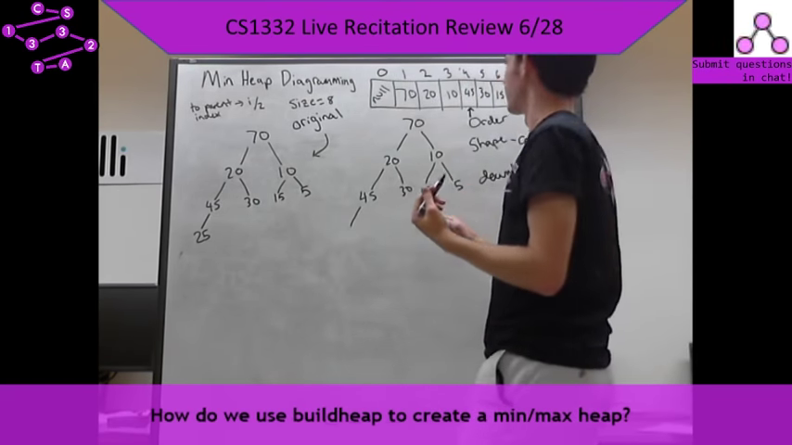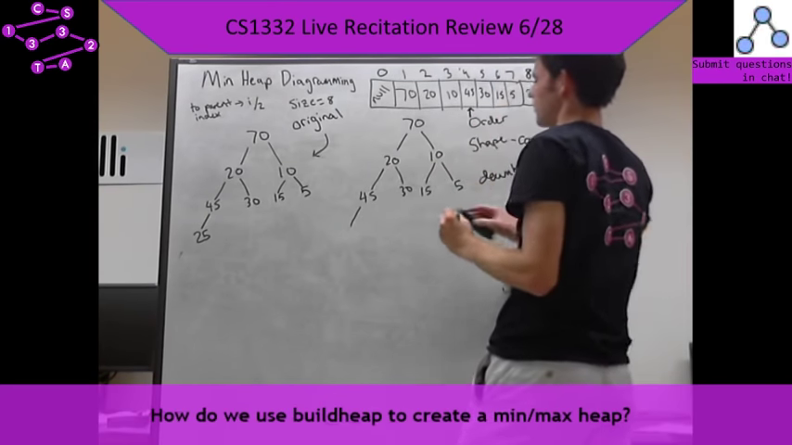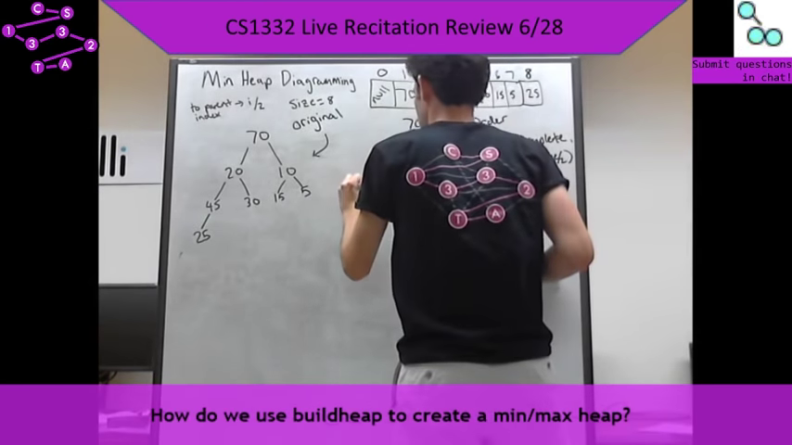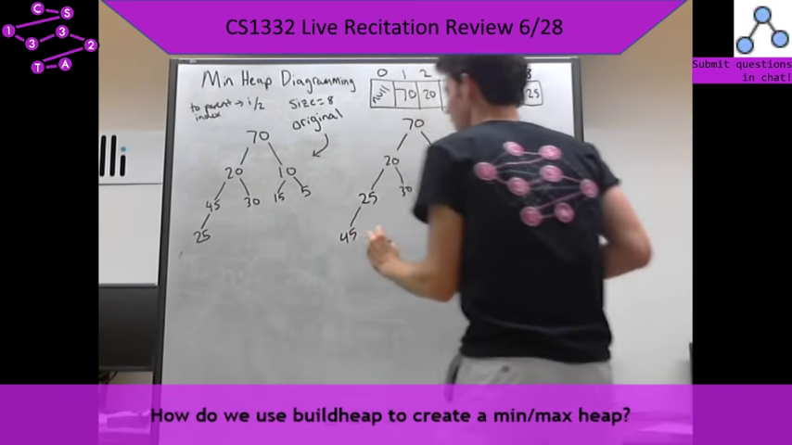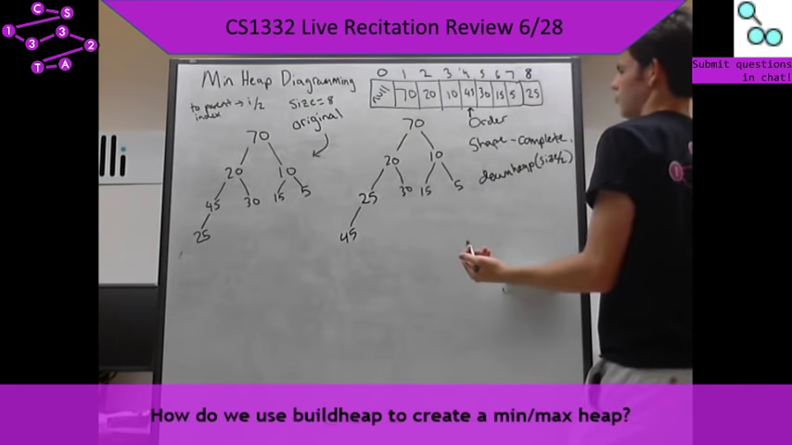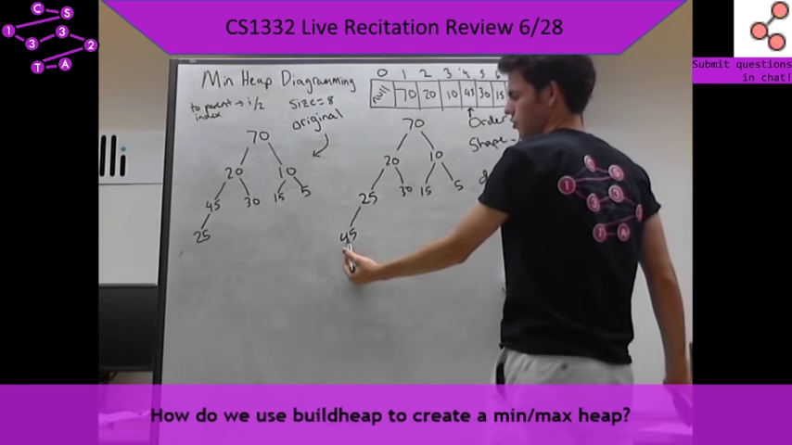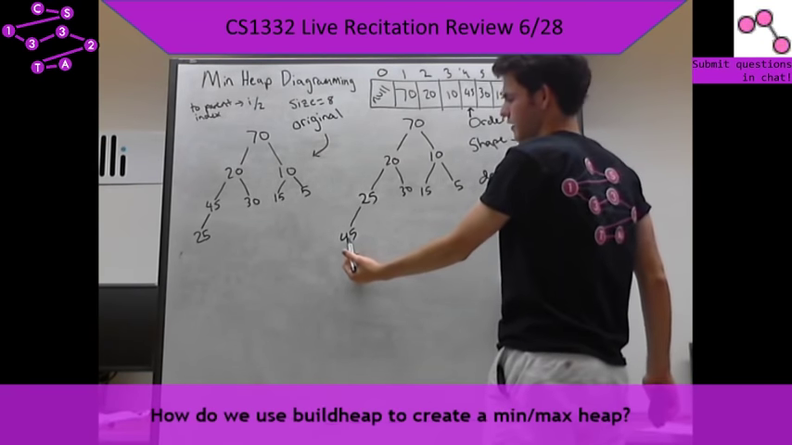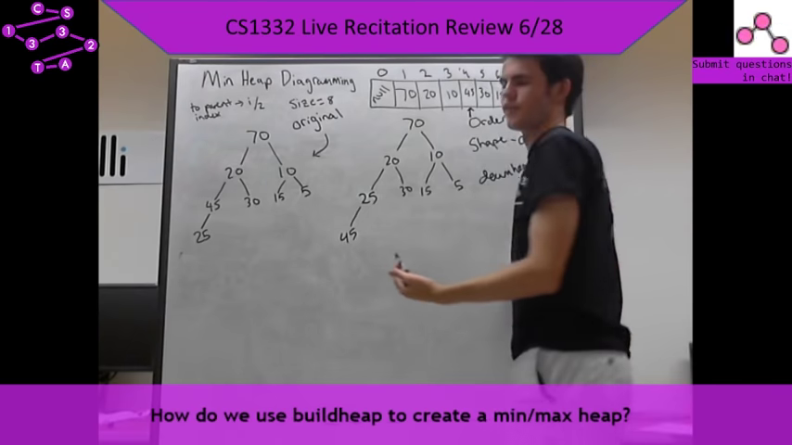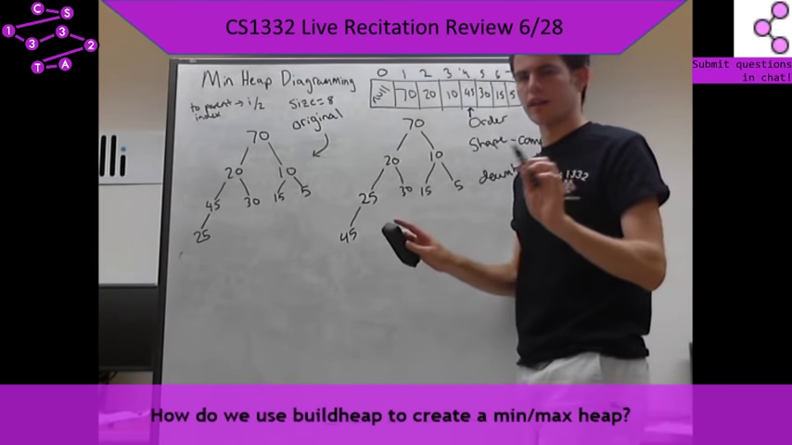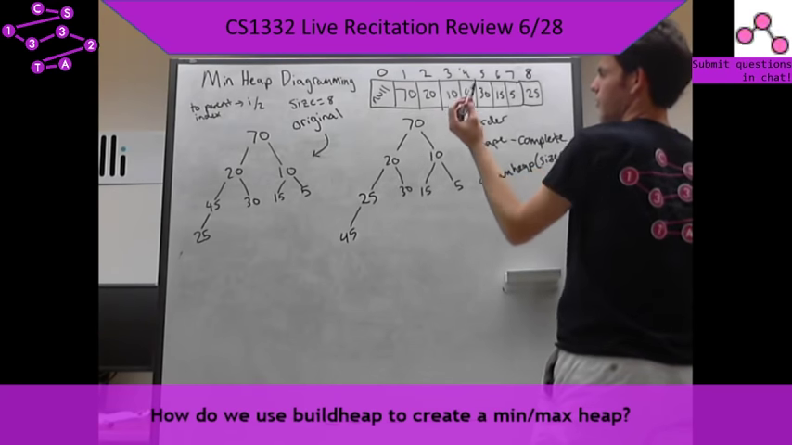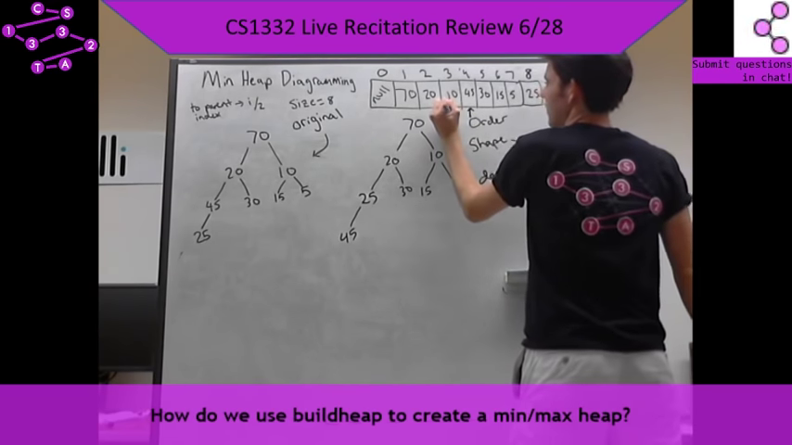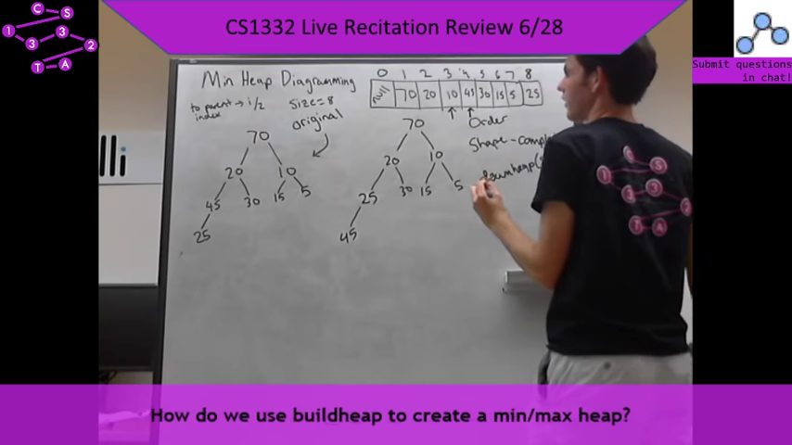Oops, my bad, guys. 45. Alright, cool. Now I go to the leaf node over here, and I'm at a leaf node, I can't down heap anymore, so that down heap is done. Then I decrement. I was down heaping at index 4, now I down heap at index 3, so now I'm focusing on this.